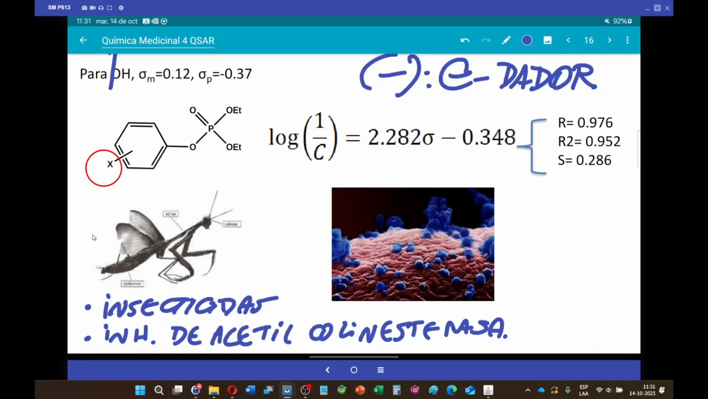And it has another mechanism of action, at the level of prostaglandins. This type of molecule acts by inhibition of acetylcholinesterase intraocularly, and that makes intraocular pressure decrease. The point is, regardless of whether we want an insecticide or an inhibitor of acetylcholinesterase, this equation was found.